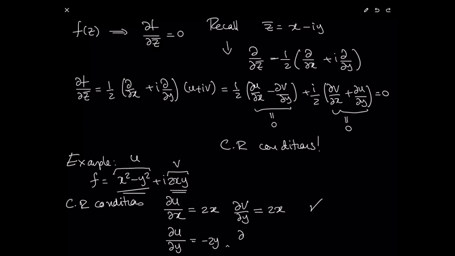dv dx, I get 2y. And again, one has to be equal to minus the other. Cauchy-Riemann satisfied. So that clearly works. But that's not surprising, because if you look at this more carefully, what is this function? Well, this function is simply z squared.